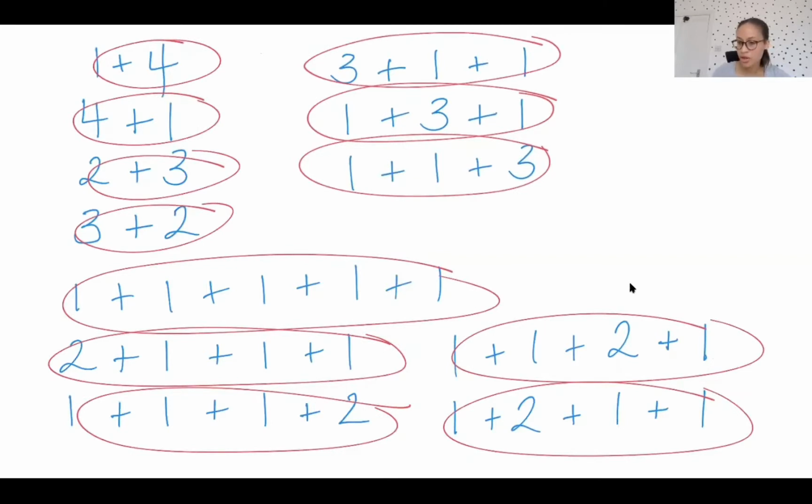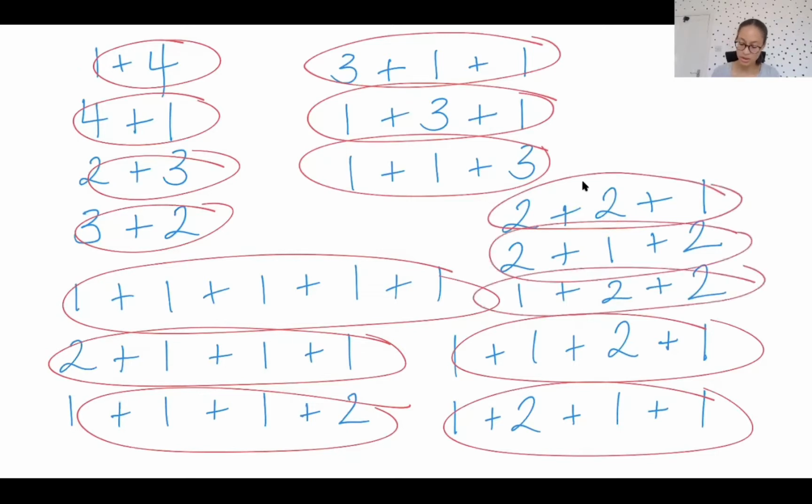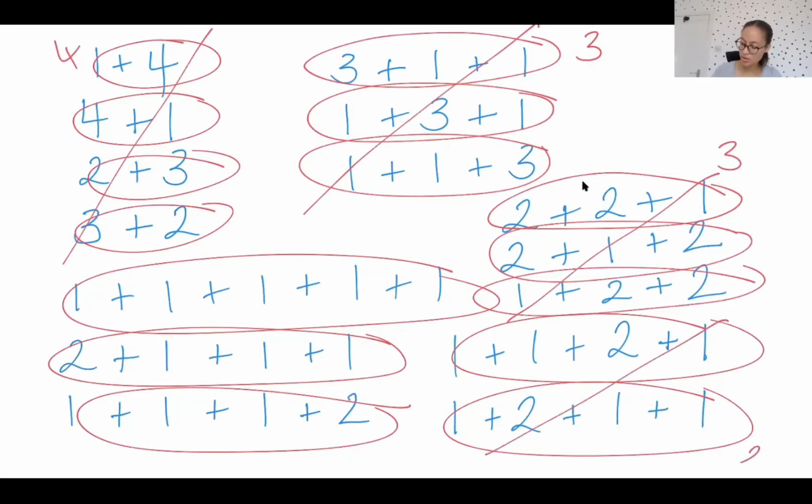If I have 2 plus 2 plus 1, and then I move the 1, so 2 plus 1 plus 2, and then 1 plus 2 plus 2. Let's add those up because I think we've got all the options we could have. So we have 4 here, 3 here, 3 here, 2, and 3. I'm putting a line through them just so I don't double count or miss anything out.